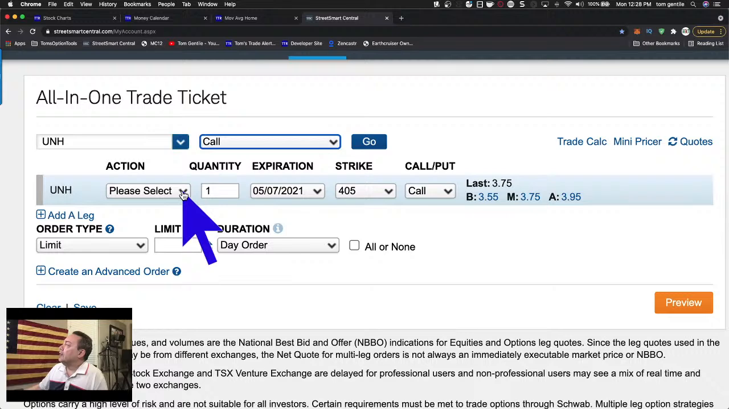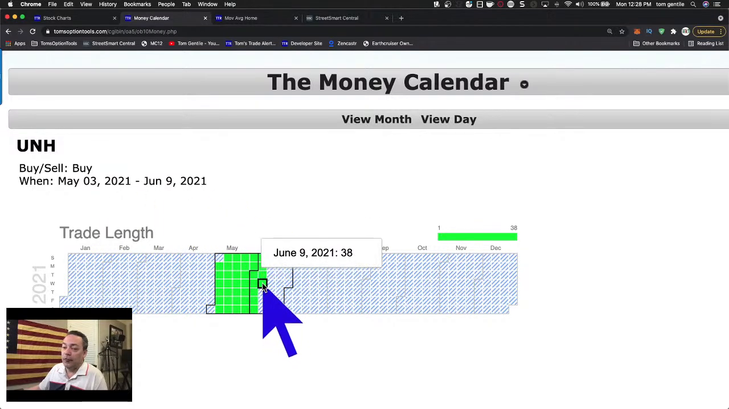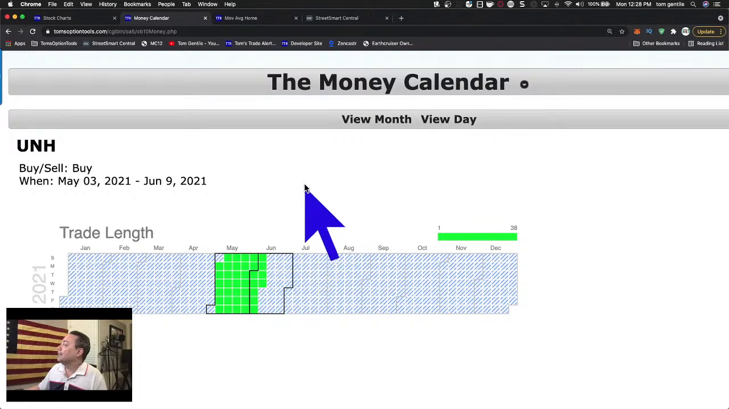Now, if you remember the money calendar, all right, this is from May 3rd to June 9th. So I've got to do something with UNH with an expiration date that's at June 9th or later, because that's the pattern. If I want to stay in the pattern all the way to June 9th, I need something that expires after June 9th.